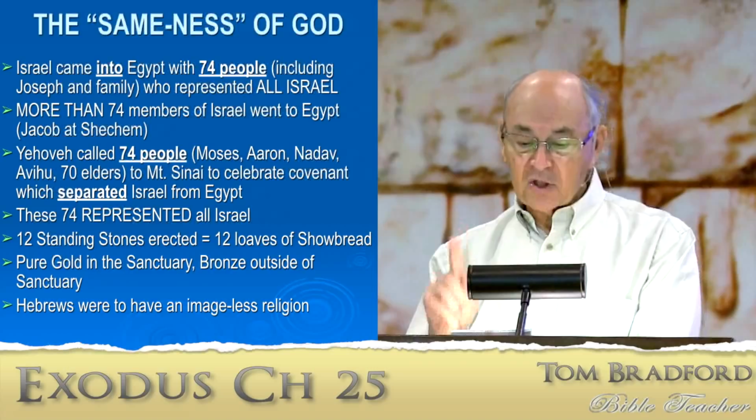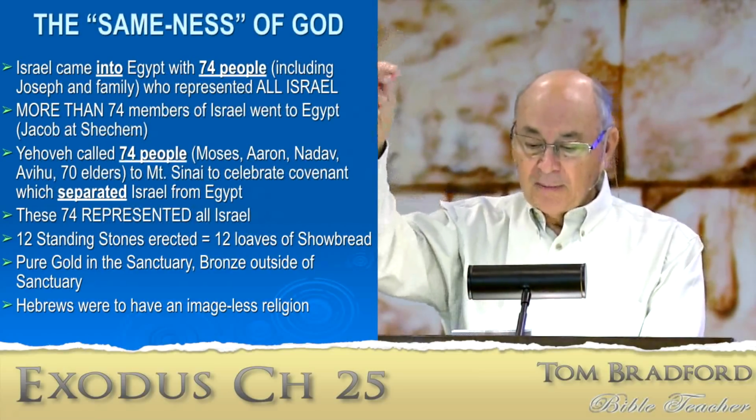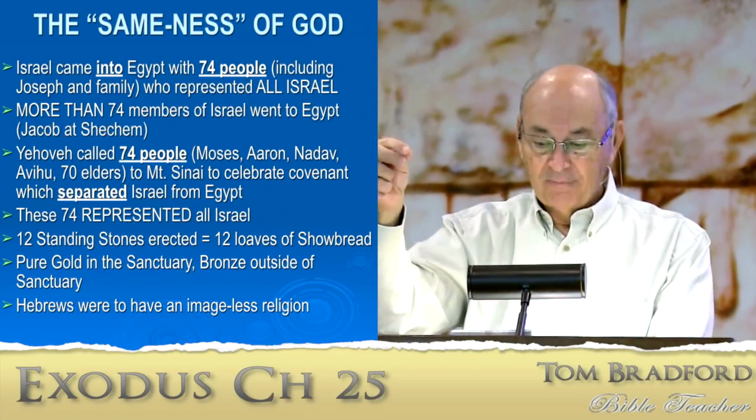The same precise number of Israelites that God called up to his holy mountain to consecrate another new beginning for Israel. This time as a full-fledged, set-apart nation for himself. Now please be aware, there were definitely more than 74 Israelites that journeyed from Canaan down into Egypt. Exactly how many came, we don't know.